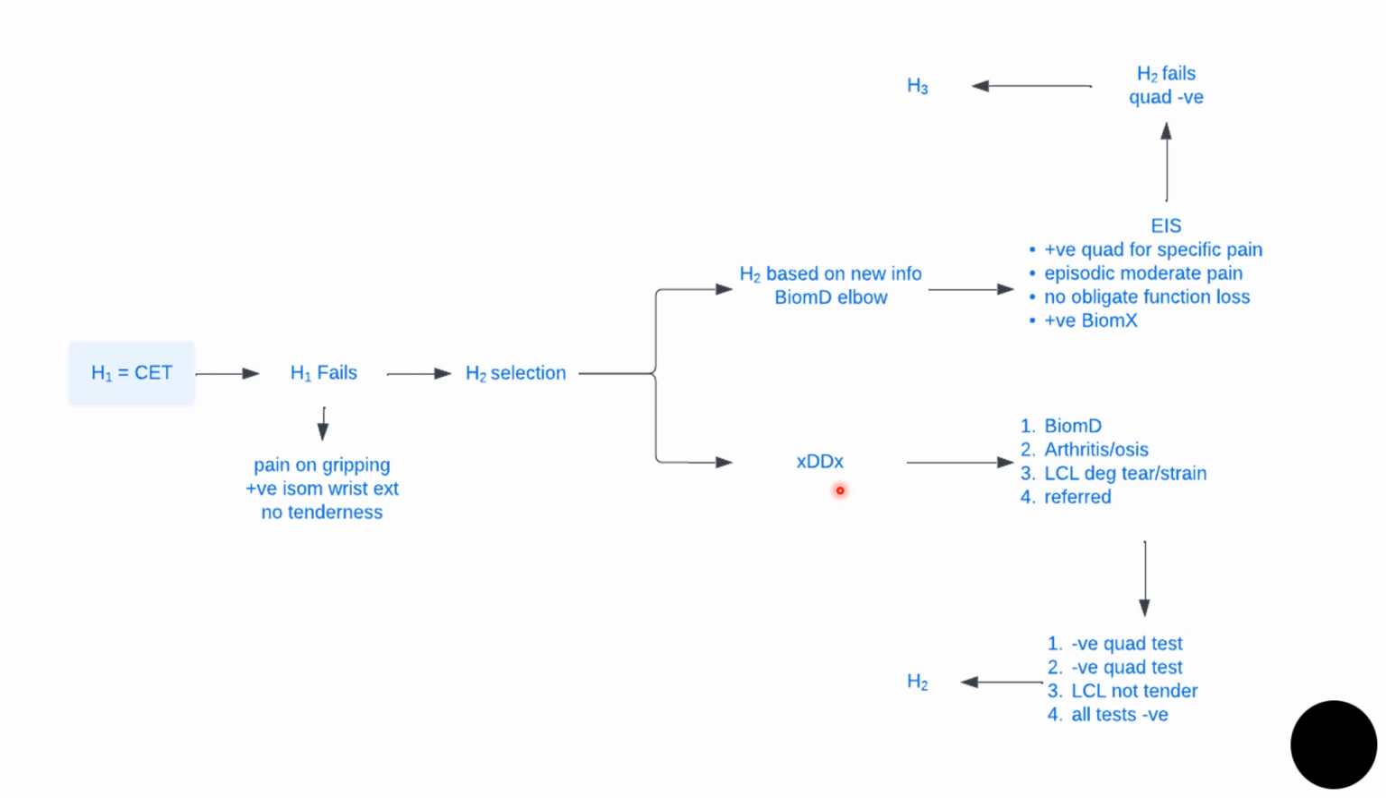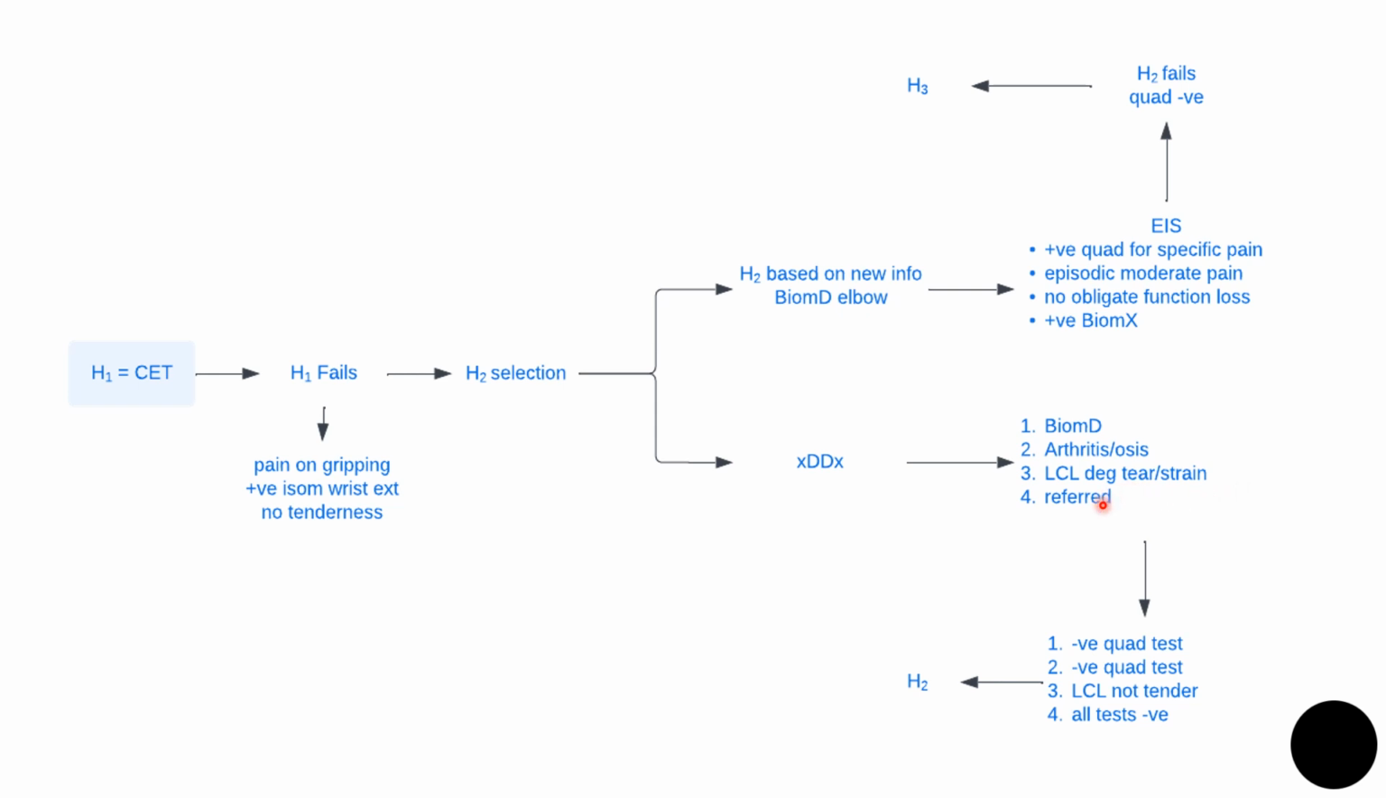It's a lot quicker and easier to disprove a thing than prove it. So these would be the differentials: biomechanical dysfunction, arthritis, arthrosis, lateral collateral ligament degenerative tear or an attenuation, a strain, or it's referred pain.